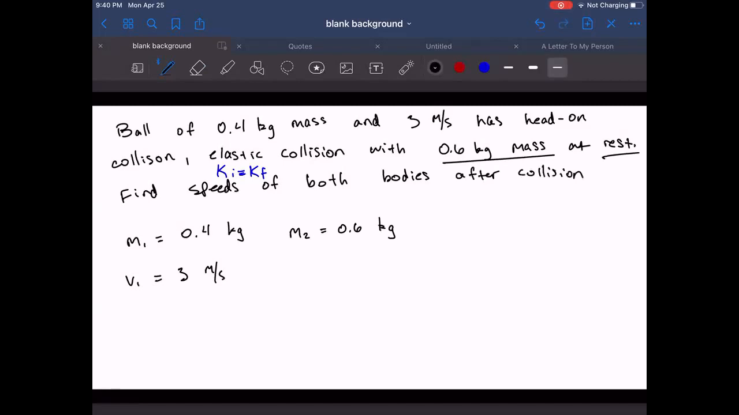And look, it's at rest. So that means V2 is 0. Find the speeds. So I'm going to use this notation. Just let me know if he does something else and we can work with it. The prime means after the collision, final, right? So if we want to find these speeds, what should we do?